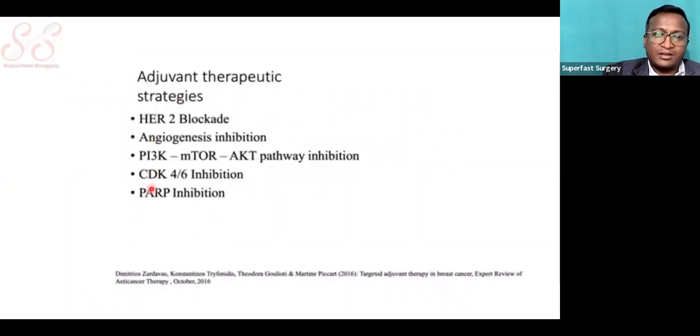We have these several new drugs also, which are coming as targeted therapy: angiogenesis inhibitor, PI3K inhibitor, CDK4/6 inhibitor. Remember, these are recent drugs and a hot topic. CDK4/6 inhibitor, definitely they had in fact asked in our final exit DNB surgical oncology, in 10 mark questions, CDK4 inhibitors and PIK3CA inhibitors.